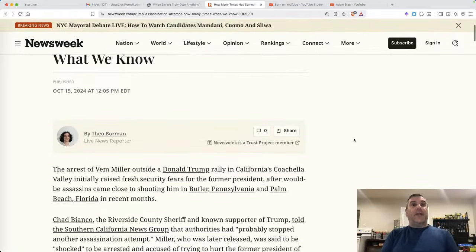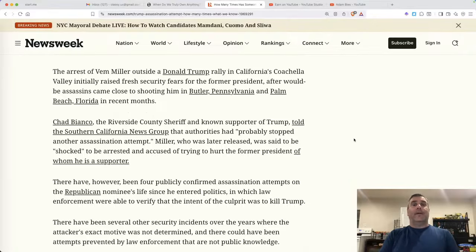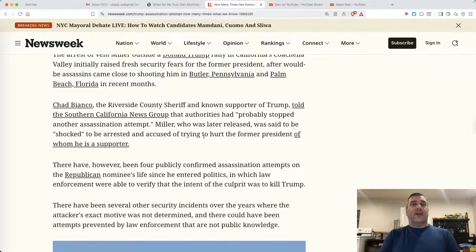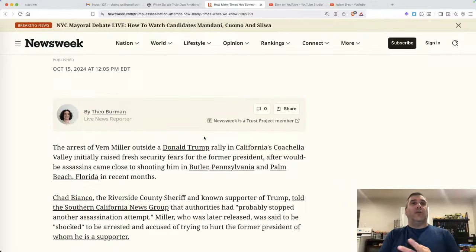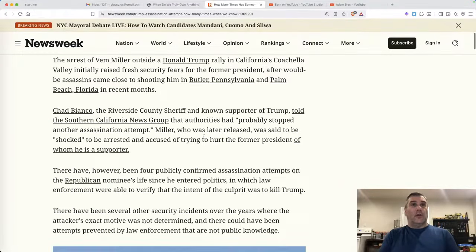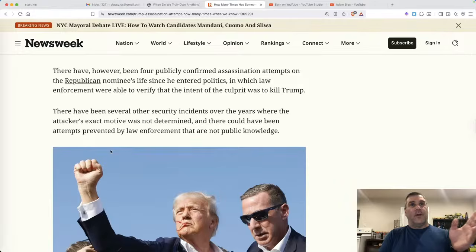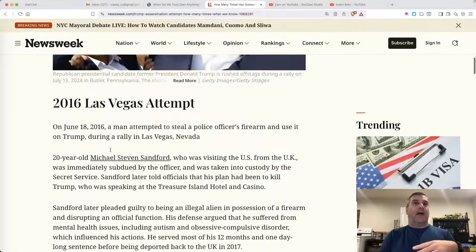But something that I read in this article, I guess there was another assassination attempt somewhere. The arrest of Vern Miller at a rally in California's Coachella Valley raised fresh security fears for the former president. This is October 15th, 2024. That's the date of the article. Blah, blah, blah. I'm just going to go down. There have been other security incidents over the years where the attacker's exact motive was not determined, but law enforcement, public knowledge, blah, blah, blah.